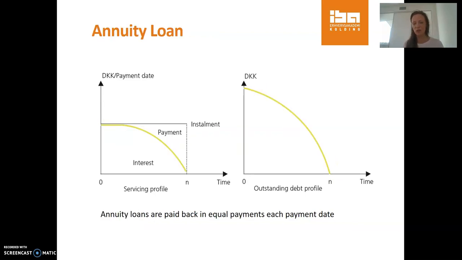And then the last one, the annuity loan, where we have a fixed and equal payment every time we make an installment, meaning that at the beginning of this kind of loan, you will have very high interest to pay. And then at some point, you will start to have a higher and higher repayment of the total loan, making the remaining debt profile look like this.